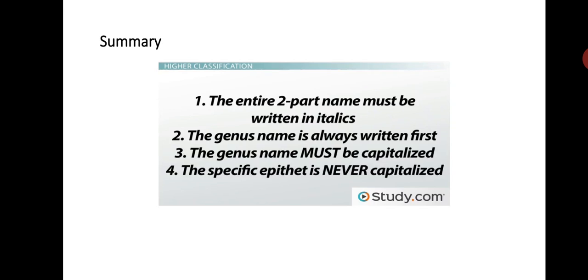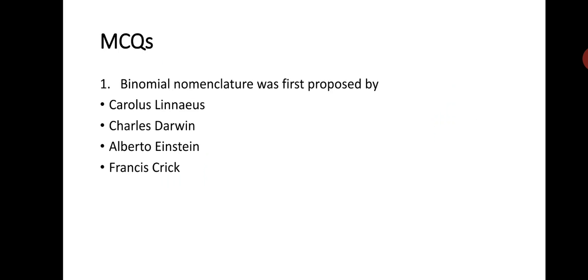So to sum up, the entire two-part name must be written in italics. The genus name is always written first. The genus name must be capitalized, that is, the first letter of the genus must be capitalized. The specific epithet is never capitalized. So, dear students, this is the end of binomial nomenclature, and here are some few MCQs which may help you in further studies.